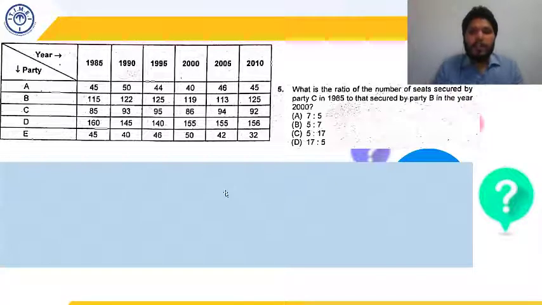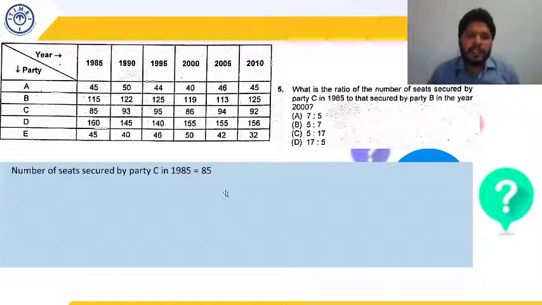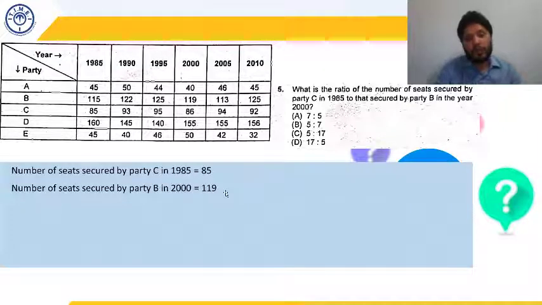Okay, let's see. So the question that has been asked to us: what is the ratio of the number of seats secured by party C in 1985 to that secured by party B in the year 2000? So what is the number of seats secured by party C in 1985? It is 85. What is the number of seats secured by party B in 2000? It is 119. We just want their ratio.